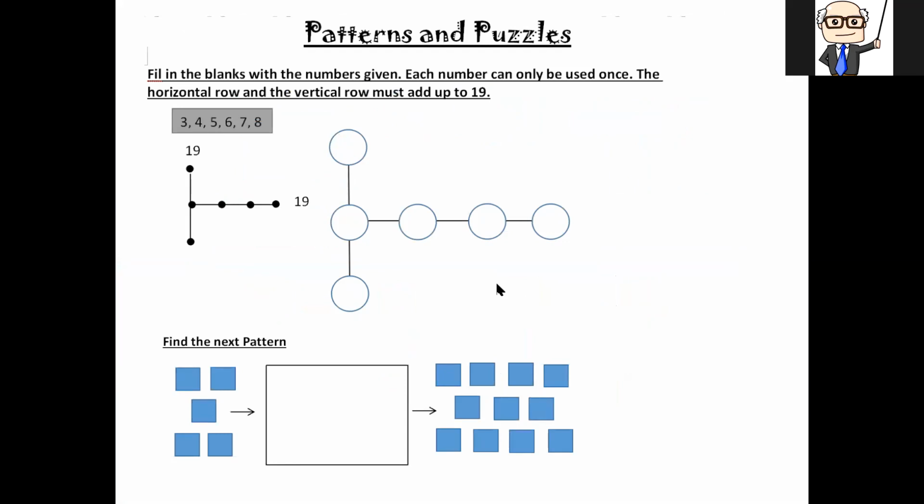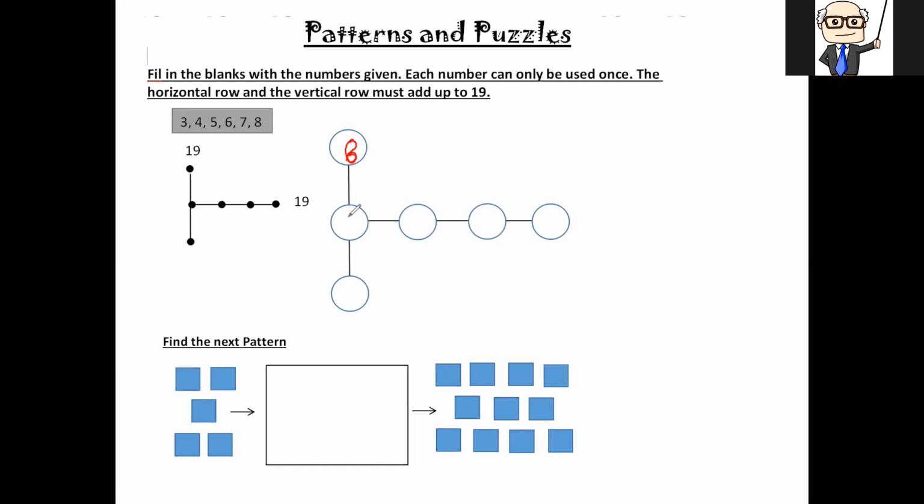Okay, I choose Kai Ning. Kai Ning, hello. Can you tell me what is the first number that you have got on the top left-hand corner? 8. This is my 8. And then, what about the one below here? 5. And then here? 6.